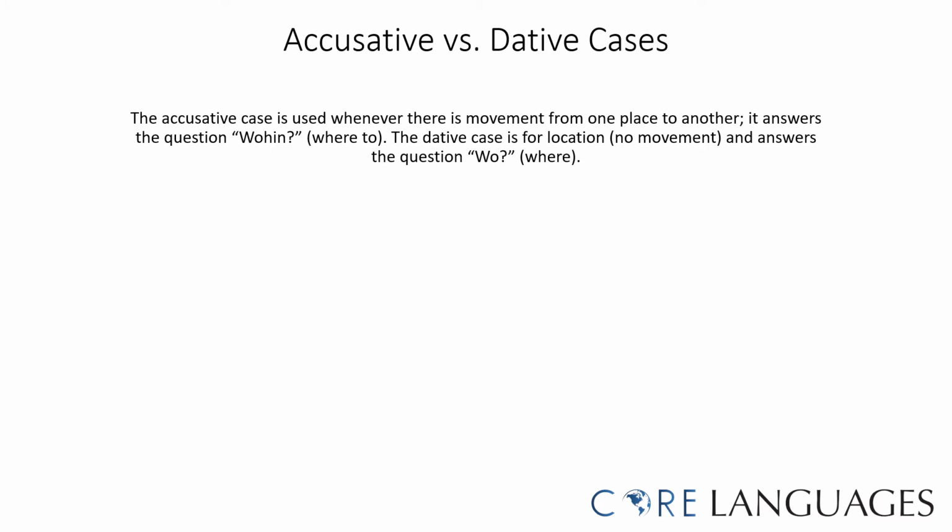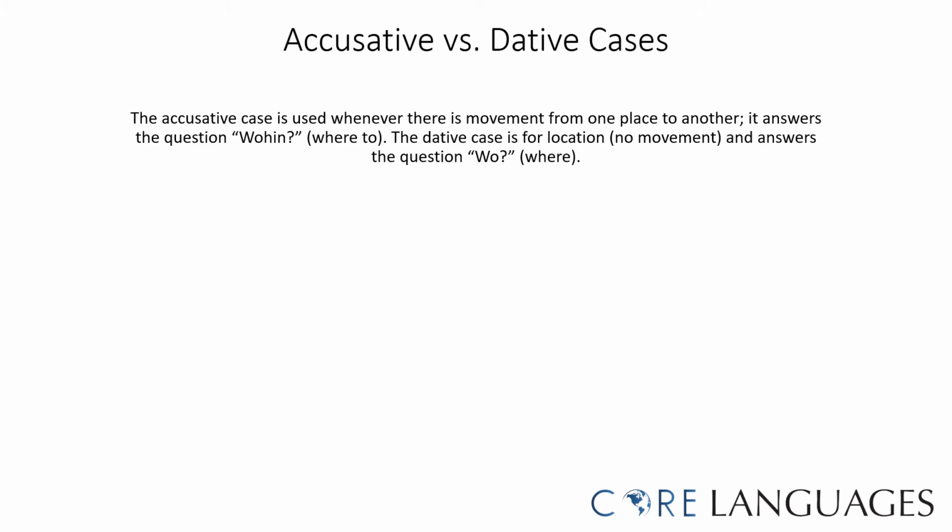To help us understand what case follows a Wechselpräposition, we can examine the question that we would ask in order to elicit the answer with a preposition. For example, the accusative case is used whenever there is movement from one place to another place, and it answers the question, wohin, where to. So when we ask the question, where to, the preposition in the answer will trigger the accusative case.